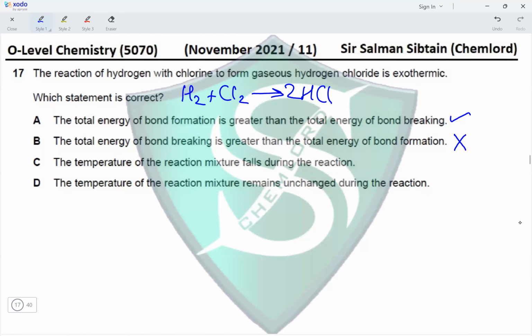So this is wrong. Next, the temperature of the reaction mixture falls during the reaction. If the temperature of the reaction falls, it means that an endothermic reaction is taking place. So this is also wrong. Next, the temperature of the reaction mixture remains unchanged during the reaction. No, the temperature of the reaction mixture would increase during the reaction because energy is being released. So this makes option A the correct option for this question.